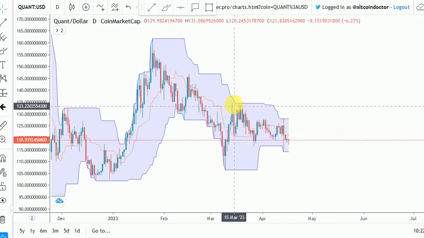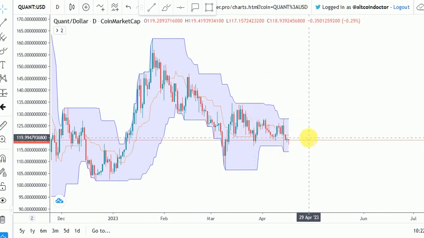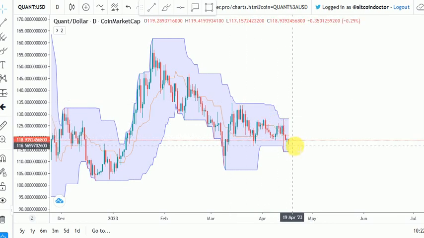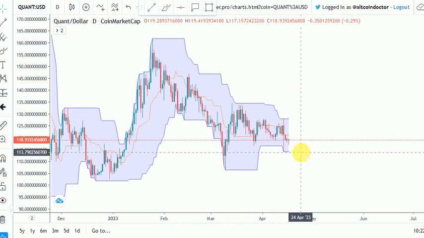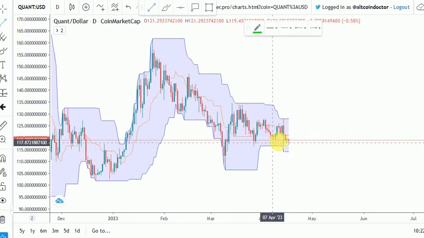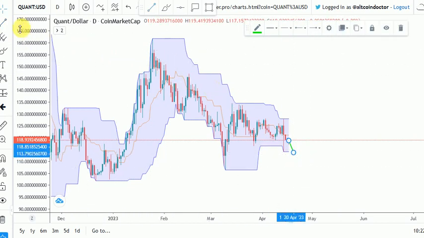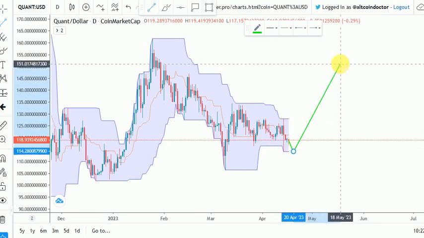And as you can see, we have been in a very big range in the past few weeks or even days, even for QNT. So as you can see, we have been in this range, so we could still expect to see QNT push down even to this 114 region before we see another push to the upside. So we could expect another little push to the downside before we could see any push to the upside.